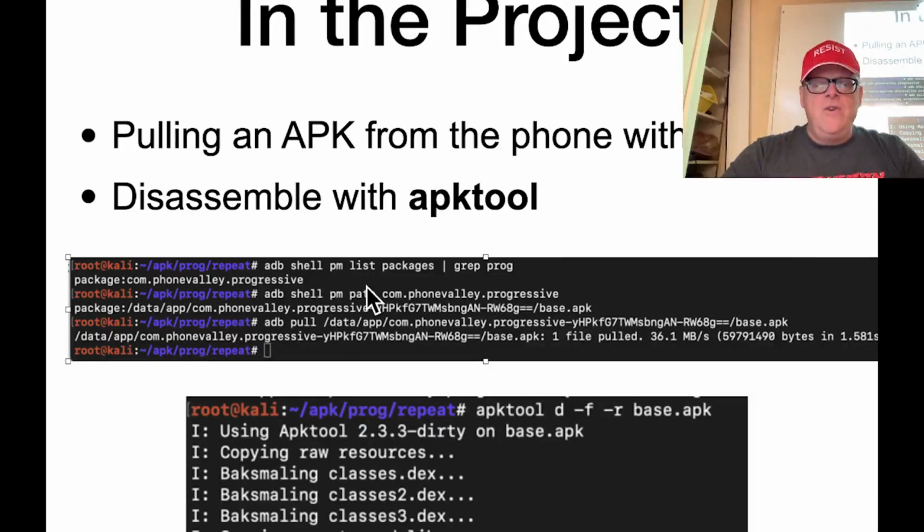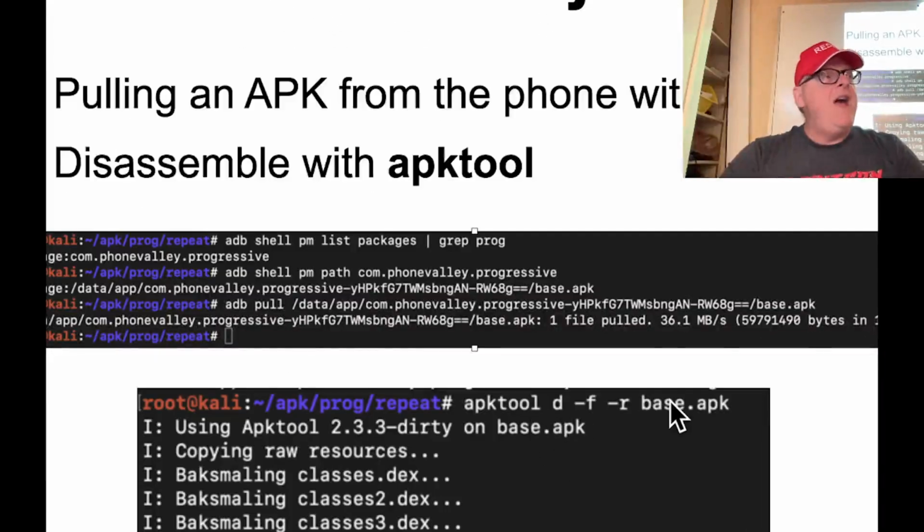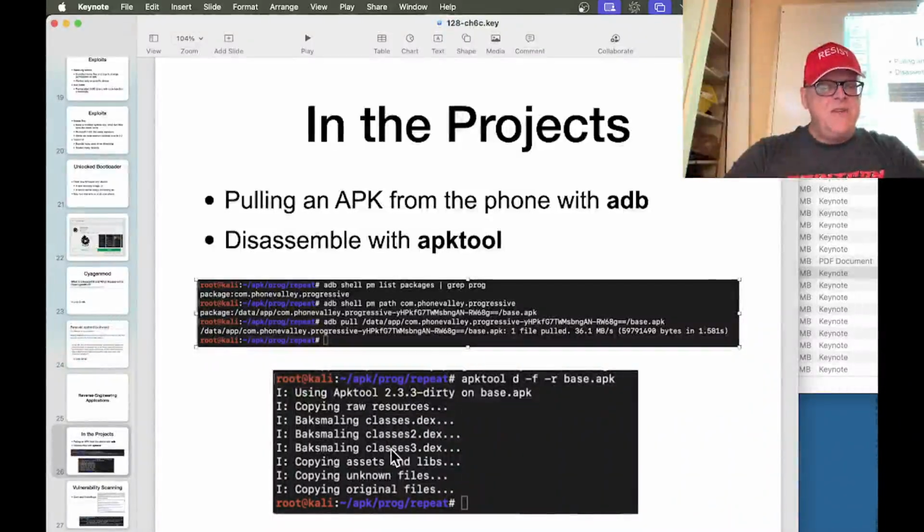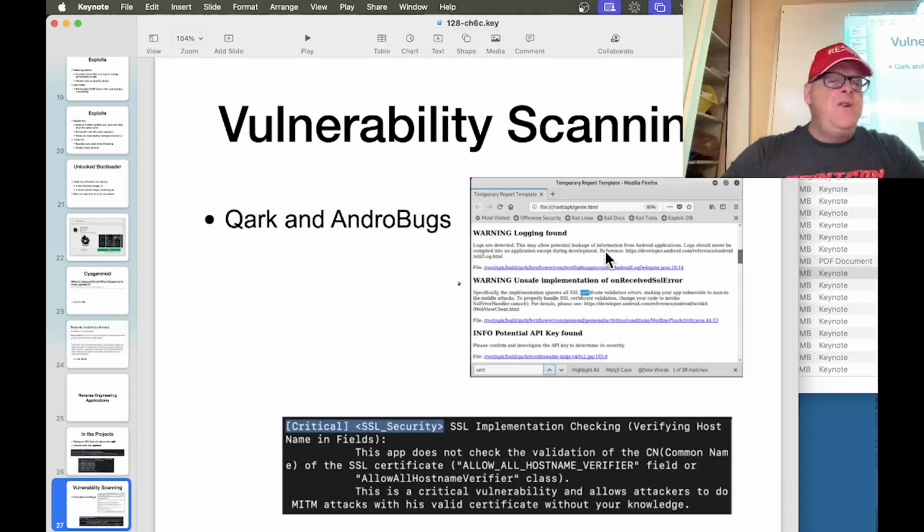Once you've got it off the phone, you can use APK tool to unpack it. It's a zip file, but it's a little different than an ordinary zip file, so you can't just use WinZip exactly. You need a special tool. And this takes all the pieces out of it and expands them. And then you can modify it and repackage it and put it back on the phone, and we'll do that.